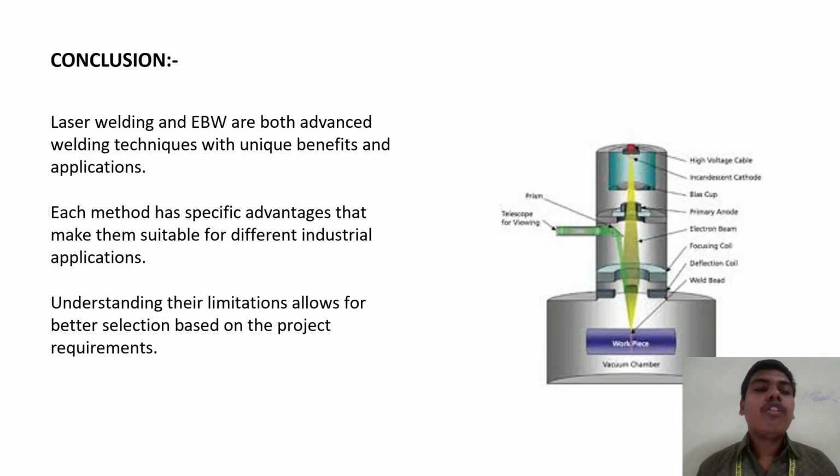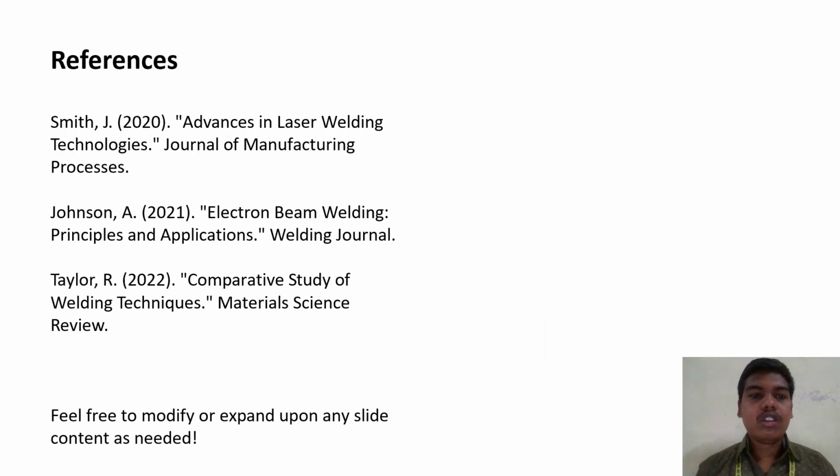Conclusion. From all of this about the two types of welding, laser beam welding and electron beam welding are both advanced techniques with unique benefits and applications. Each method has specific advantages that make them suitable for different industrial applications. Understanding the limitations allows for better selection based on the requirements.